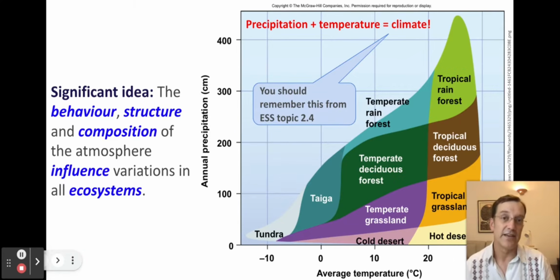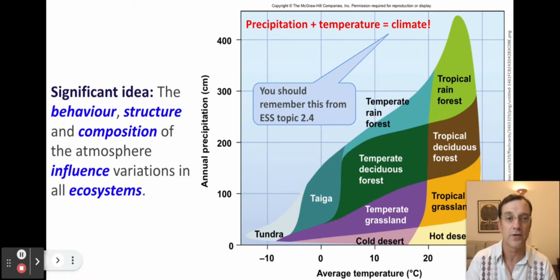The next big idea about the atmosphere is that the atmosphere is really responsible for the development of the terrestrial biomes that we see across the surface of our planet. In this diagram you see on the screen, you should recognize it from our experiences in topic 2.4. It's called a Whittaker biome diagram, and it shows how precipitation and temperature in the atmosphere are the predominant influences on the types of biomes we find here on Earth.